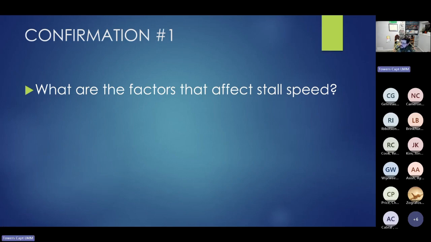Long, anything from you? Hello, can you hear me? Yep. So some factors: your weight, your center of gravity, turbulence, turns, flaps, different weather conditions like snow, ice, frost, heavy rain, and yeah. Perfect. You nailed them all.